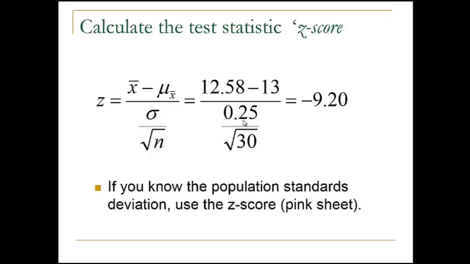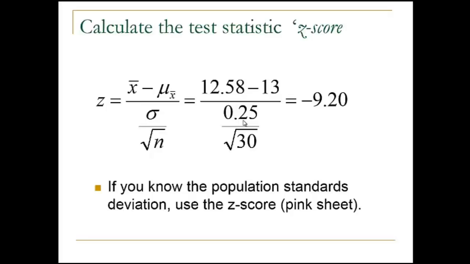We're assuming there's 13 ounces in the boxes, over the standard error. It's not just over 0.25, it's 0.25 over square root of 30, because again, this is the distribution of means, the sampling distribution of means. So if you know the population standard deviation, then you're going to use the z-score. Negative 9.2.